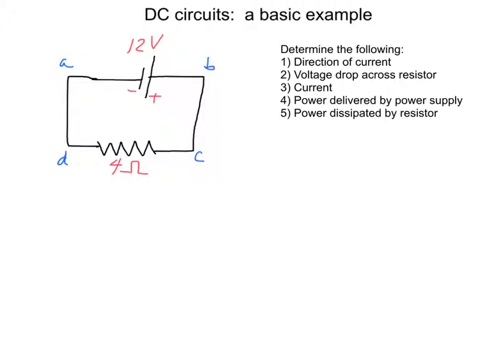Okay, let's go. To find the direction of the current, first we just identify the high potential terminal of the power supply. The current will flow from the high potential toward the low potential through the circuit, so the current is going to flow this way.